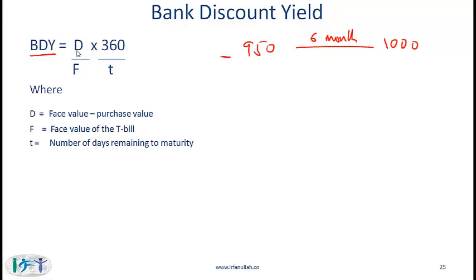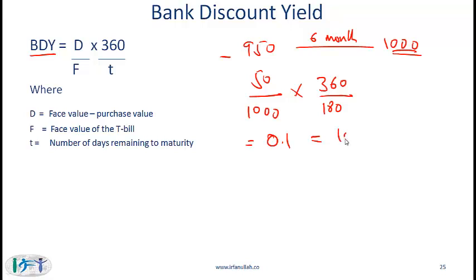If we use this formula, the discount is 50. That is the discount relative to the face value. We then divide by the face value, which is 1,000, and then multiplied by 360. That is the convention used when we calculate bank discount yield, divided by number of days to maturity. 6 months means 180 days. Generally, we take 30 days per month over here. If you do the calculation, you will get 0.1, which is equal to 10%. So 10% here is the bank discount yield.